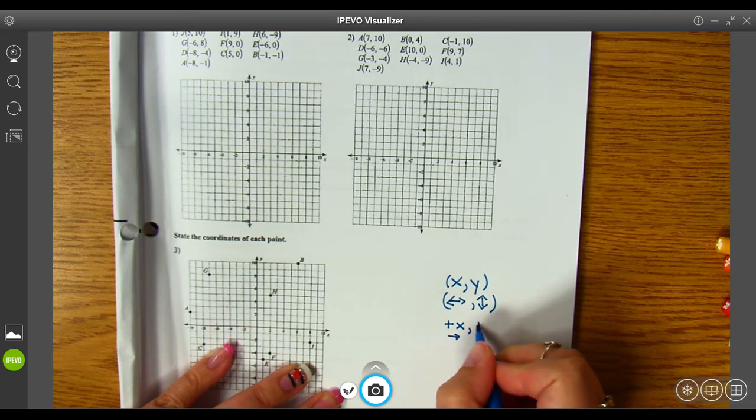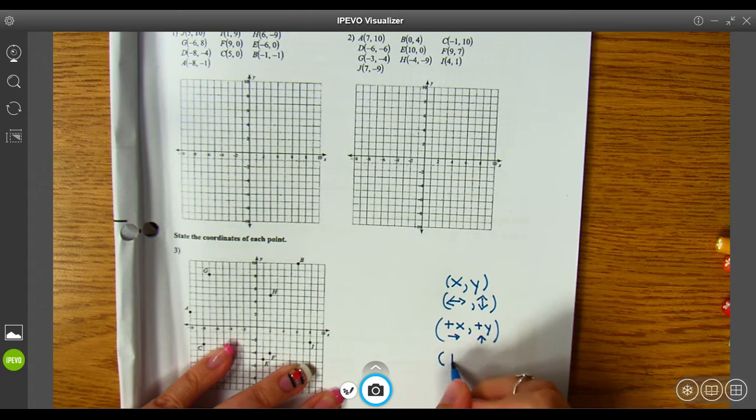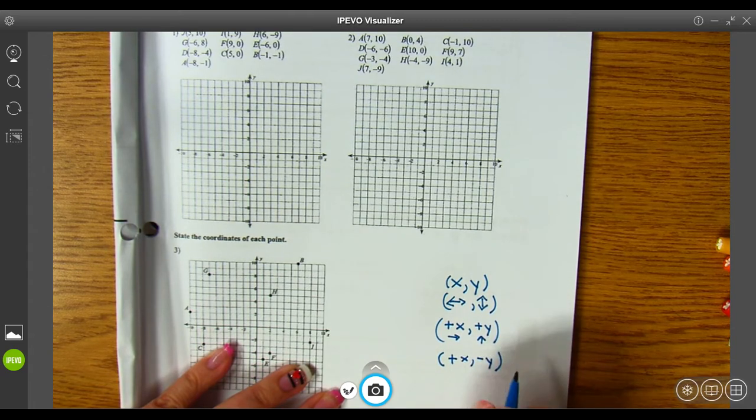If you have a positive Y, well, what makes sense? Up or down for positive? Up. If you have a positive X and a negative Y, which way do you think you would go? Well, positive is right or left. What do you think? Yeah, to the right. If you could choose between up and down, what do you think a negative would be? Down. And if you have a negative X, positive Y, what do you think? What direction would you go?